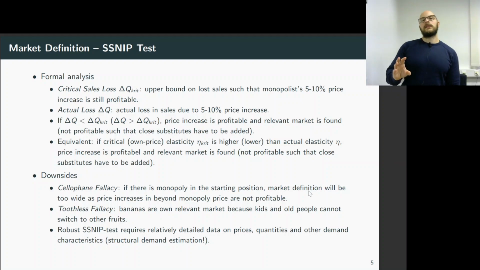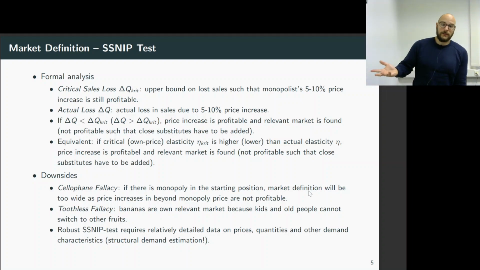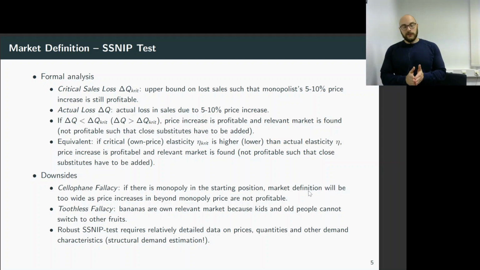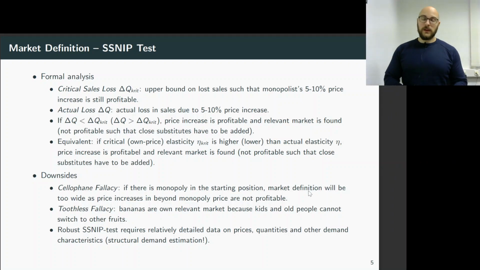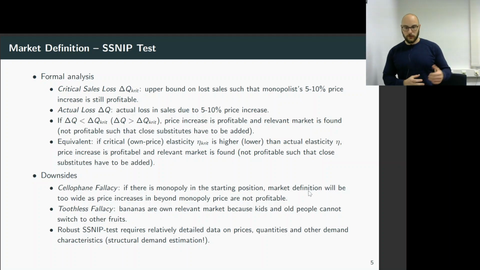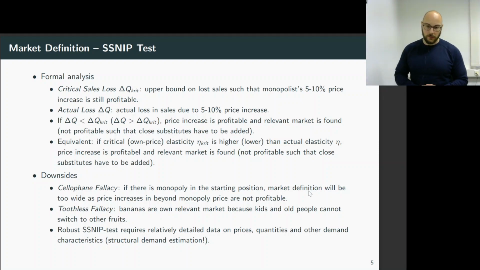This test is quite elegant in its design. However, it has some caveats, as basically anything in the world. The first thing is the so-called cellophane fallacy, which is based on an older case where this was present or was expected to be present. And that is the problem that if we have a monopoly situation as a starting point, then this concept fails. Why? If you start at a monopoly price, no price increase pays off, right? So the cellophane fallacy renders this test completely useless.